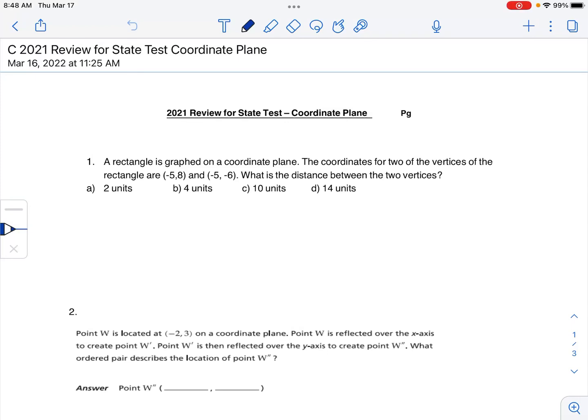Hi ladies and gentlemen, today we're going to be reviewing state test questions from 2021 and older tests. And these questions are just focusing on the coordinate plane. So how can you use this video?